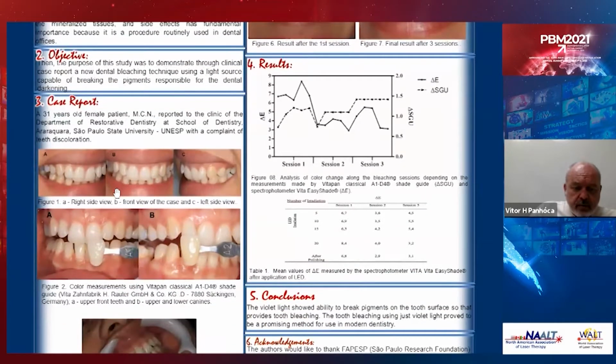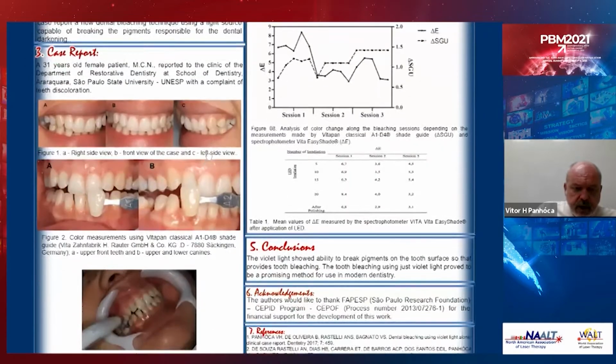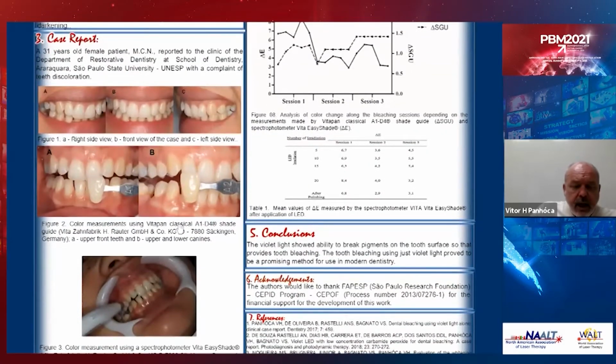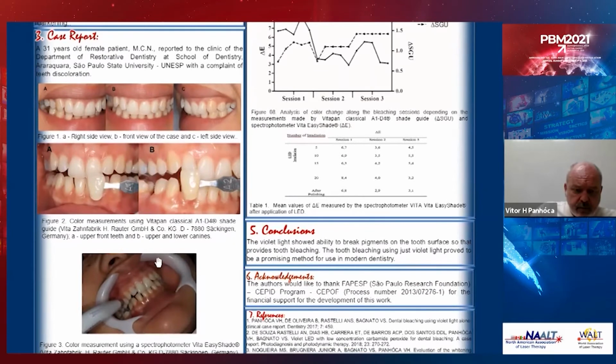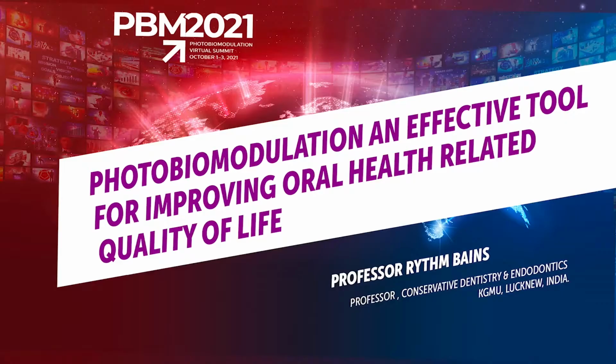In figure 1, we can see in A, right side view, B, front view of the case, and C, left side view. In figure 2, we can see color measurements using Vitapan Classical. In figure 3, we can see color measurement using a spectrophotometer, Vita Easyshade.